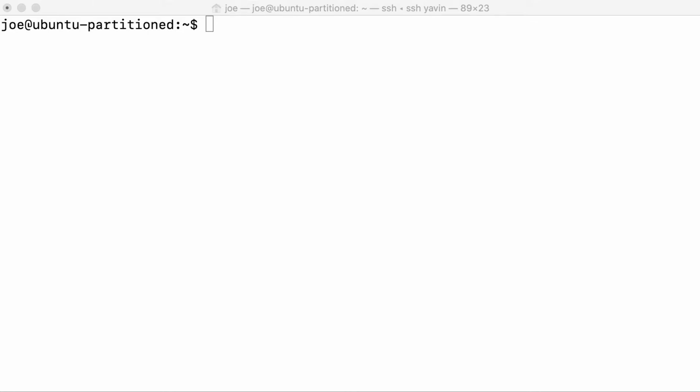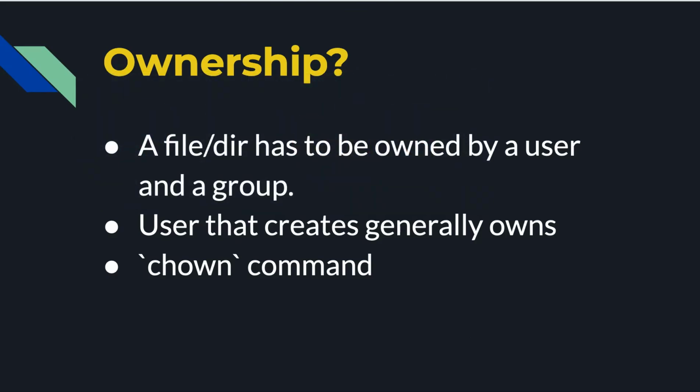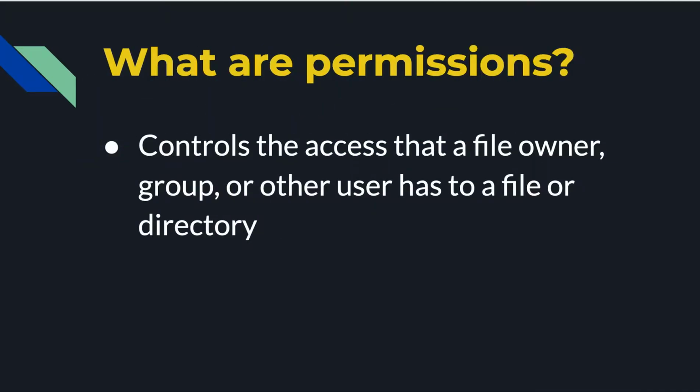Along with the ownership of a file or directory, the discussion would not be complete unless you also talked about the permissions of that file and or directory. So let me talk about permissions for a minute. The permissions control the access that a file owner, a group, or other user has to that file or directory.